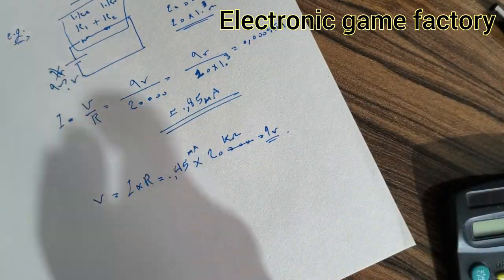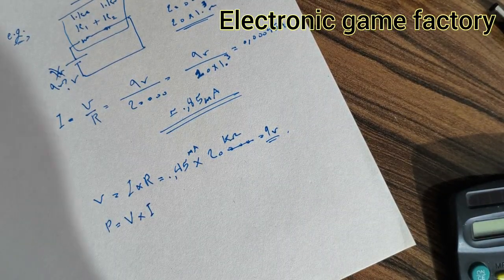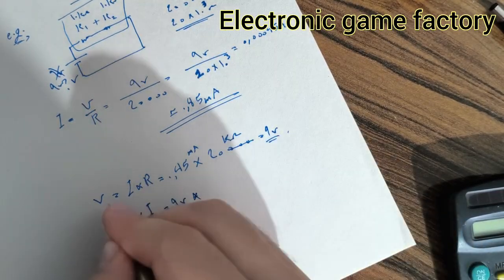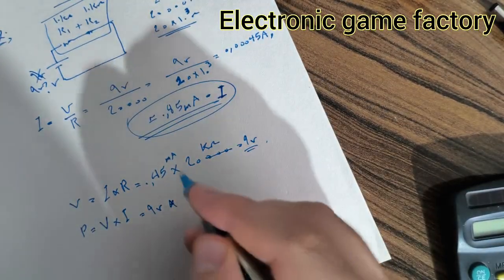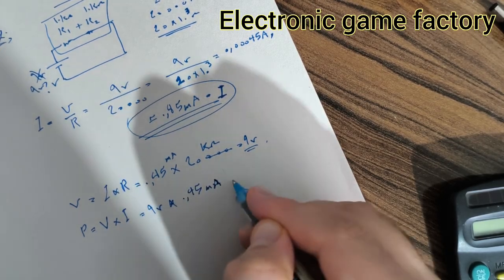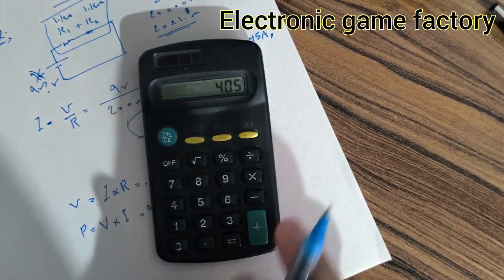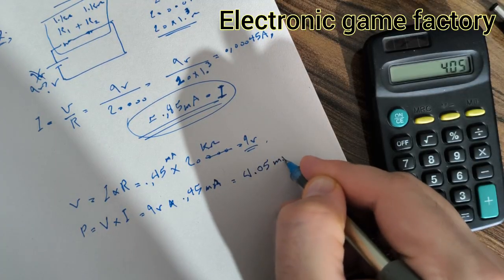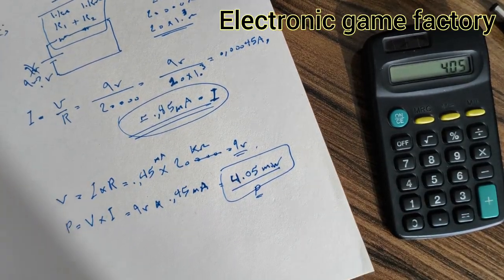Another one is that I want to calculate the power. So in this way we can multiply V with I. We have 9 volt times I, which is 0.45 milliampere. 9 times 0.45 is 4.05 milliwatt. This is the power I can calculate.